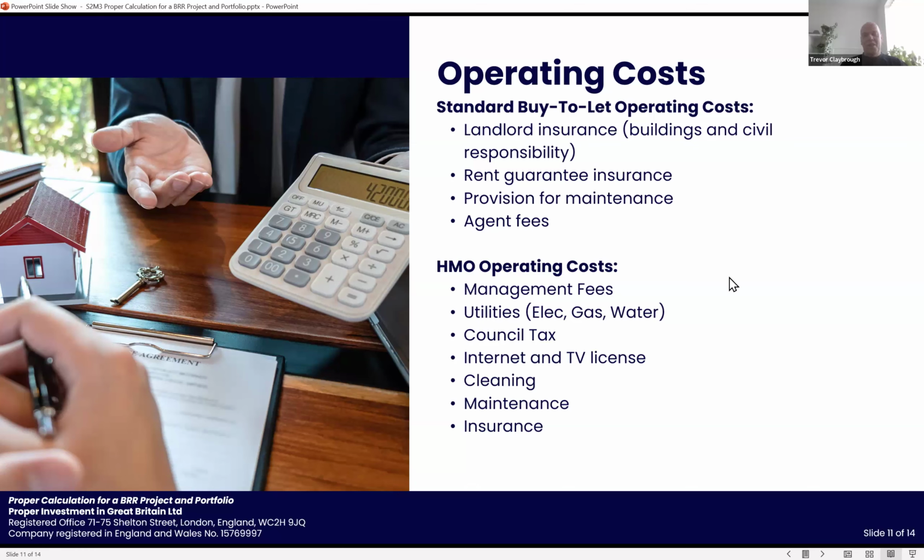And then if it's an HMO, the operating costs include management fees, unless we're self-managing, all the utilities, council tax, internet and TV license, and cleaning, because in an HMO, either every week or every 2 weeks, we have to have a cleaner in there cleaning all the common areas. Potentially a higher level of maintenance in an HMO, so we need maintenance budgets and also the insurance. So when doing calculations on a BRR, to understand what the real income is going to be, it's important to take all these things into account. And we actually have templates that we use where we fill in all those figures to understand if a BRR deal is a good deal or not.